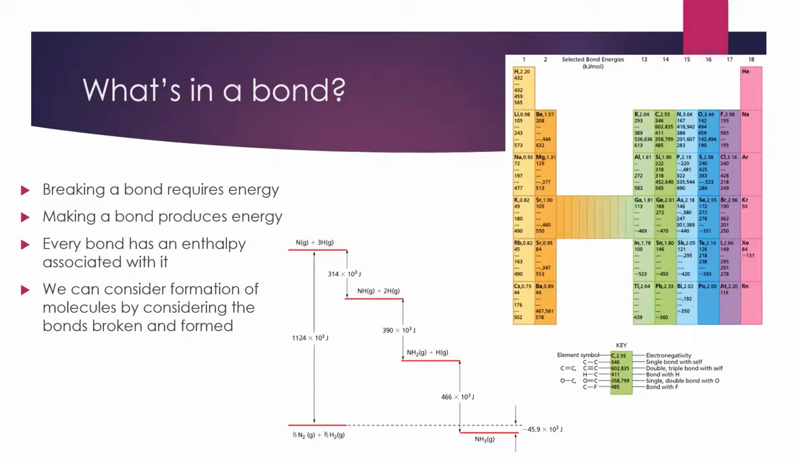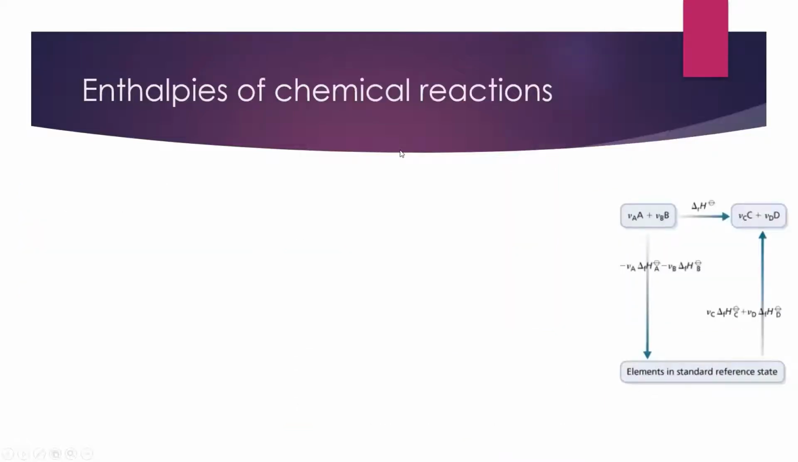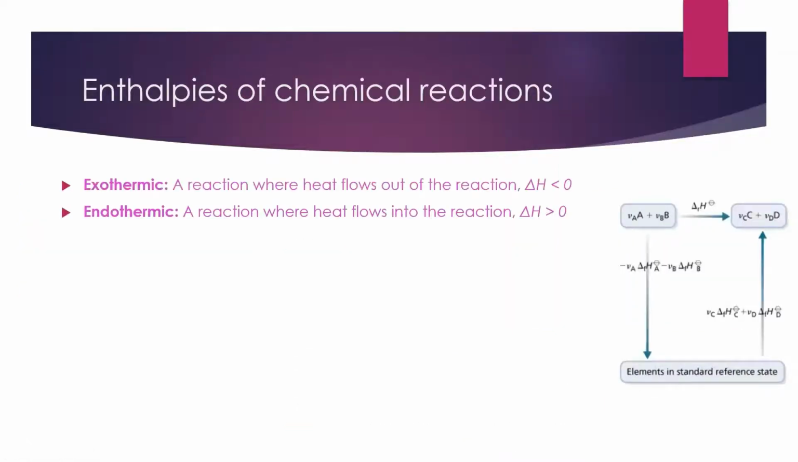There's 2 types of chemical reactions that we're familiar with from previous classes, and those are exothermic and endothermic reactions. So exothermic reactions have heat flow out of the reaction, and they have a negative delta H. And endothermic reactions have heat flowing into the reaction, and they have a positive delta H.